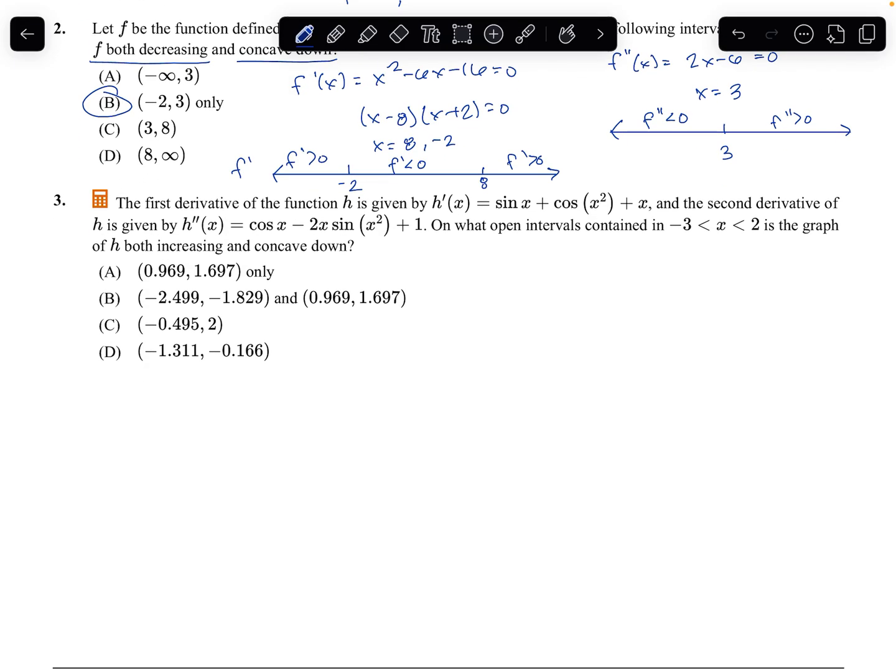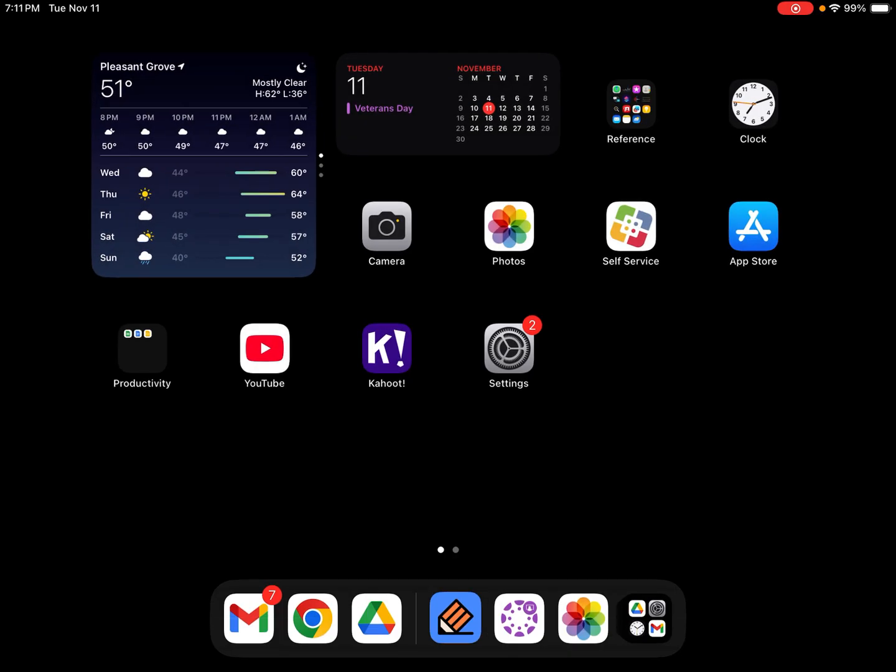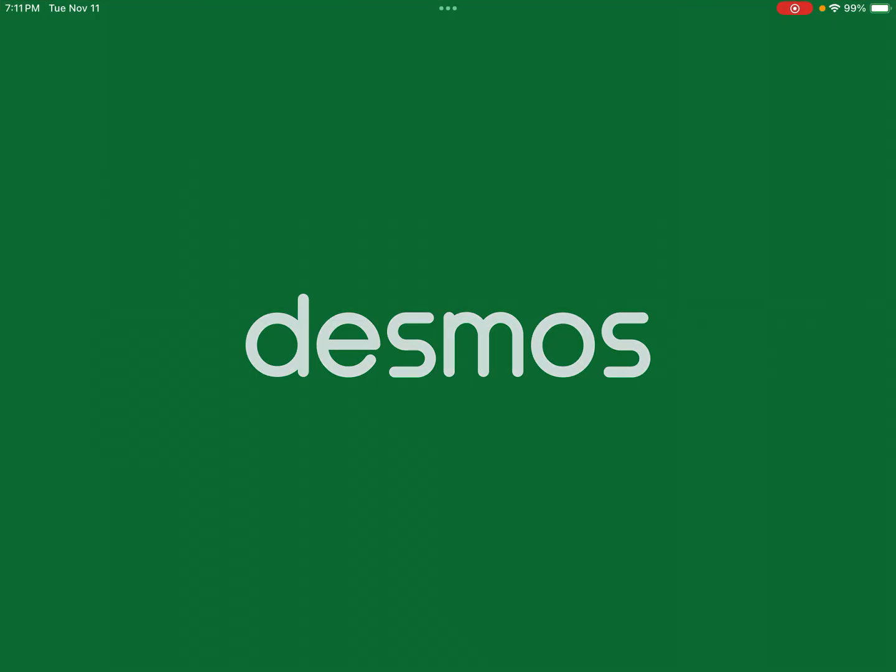All right, looks like we get to use a calculator here. The first derivative of the function h is given by h prime is equal to sine of x plus cosine squared of x plus x. Let's just go ahead and put this into the calculator right now.